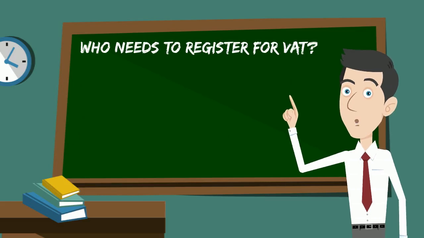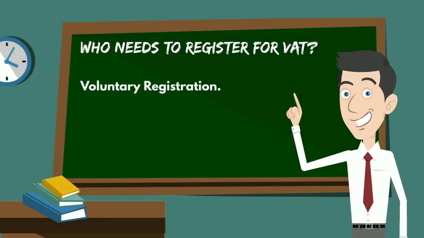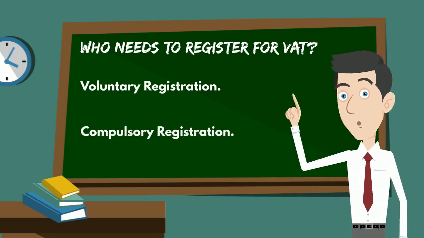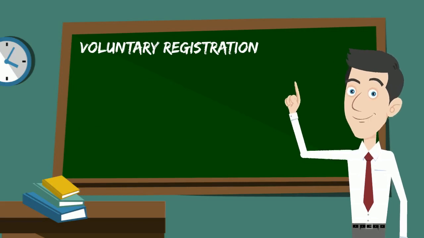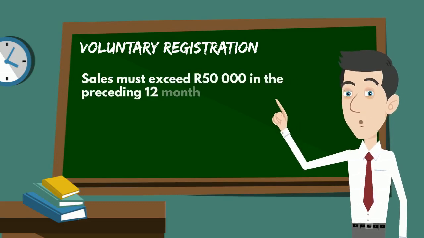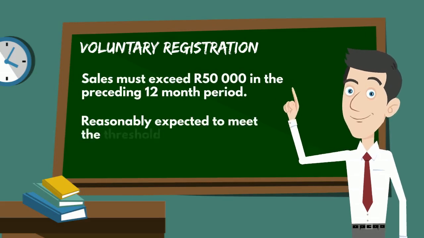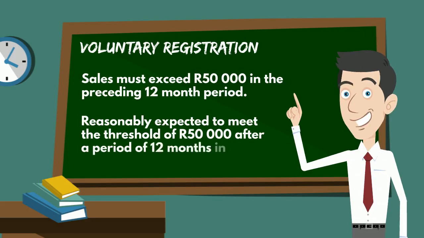Who needs to register for VAT? There are two types of VAT registration: voluntary registration and compulsory registration. Voluntary registration conditions are as follows: your sales must exceed 50,000 rands in the preceding 12-month period, or your sales must be reasonably expected to meet the threshold of 50,000 rands after a period of 12 months in terms of regulations.